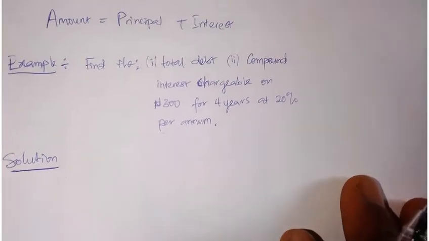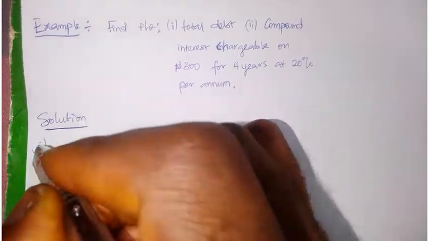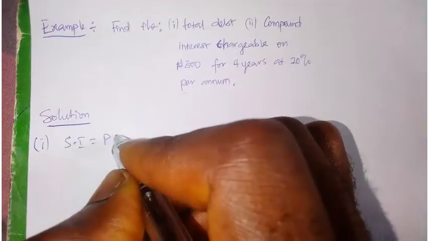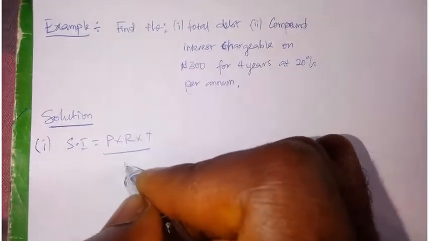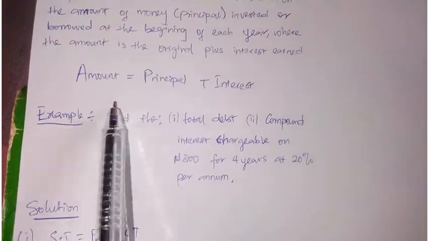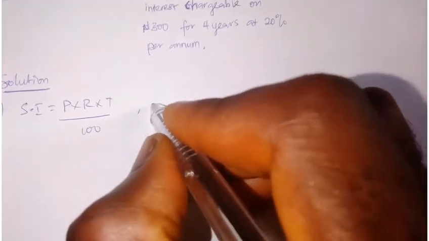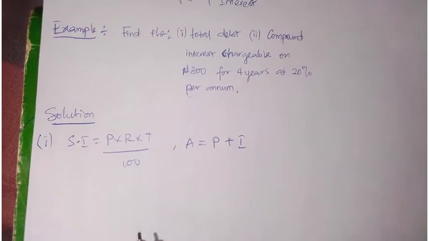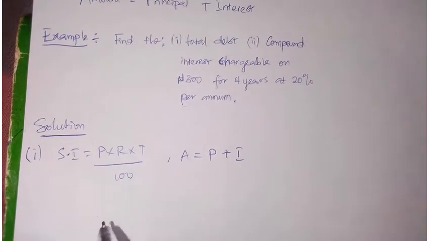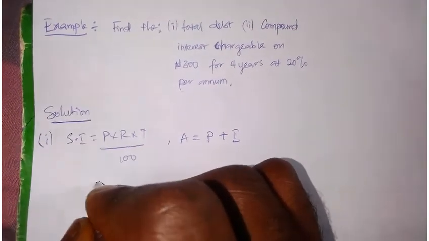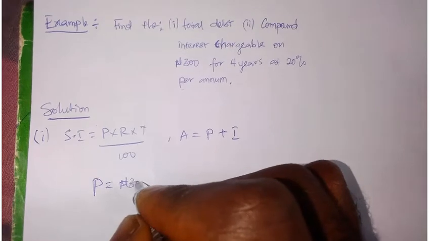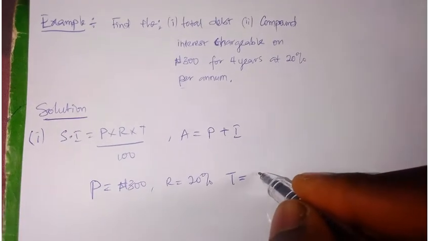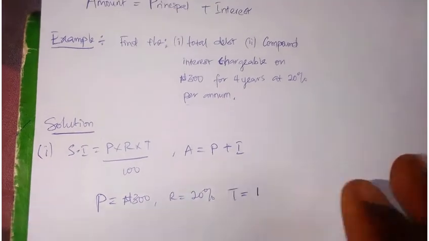Okay, now, for this question, I'll be using two formulas. The first formula is the simple interest formula, which is Principal times Rate times Time over 100. And the second formula is Amount equals Principal plus Interest, or I can write A equals P plus I. Okay, now let's solve. The first thing to write is the parameters. Well, my principal is 300 naira. My rate is 20%. And the time for the first year is 1.